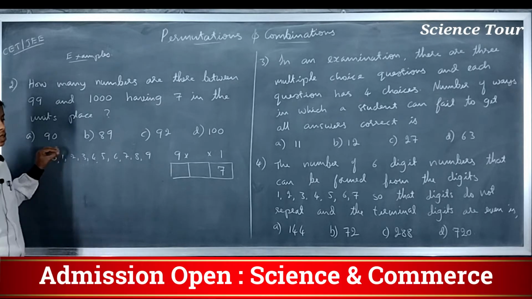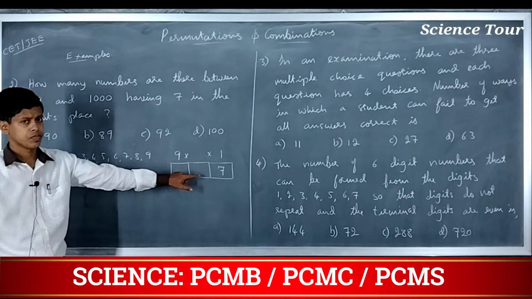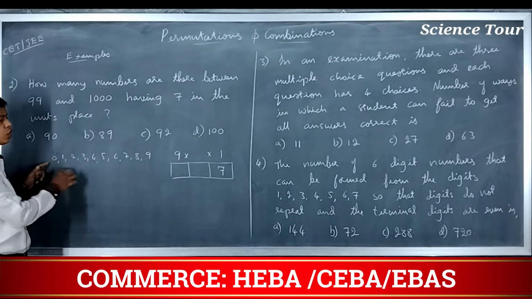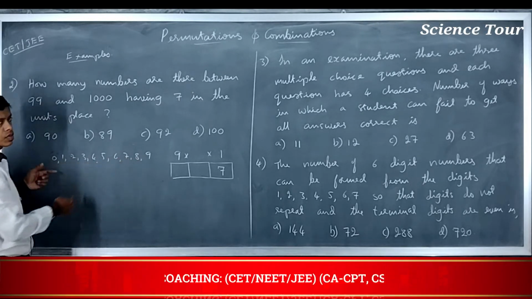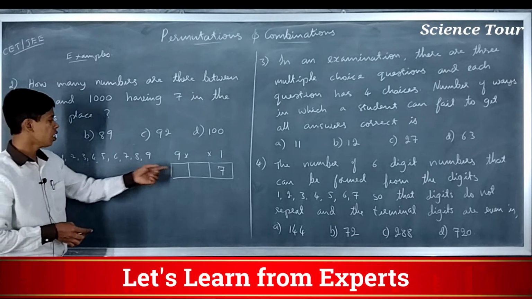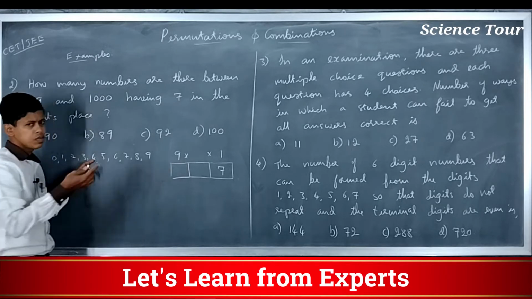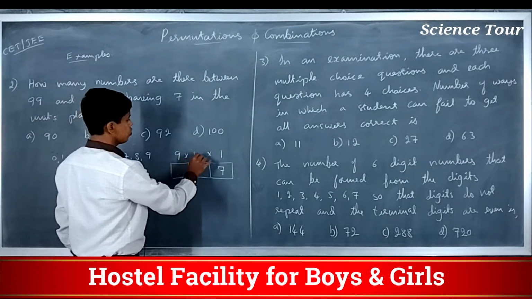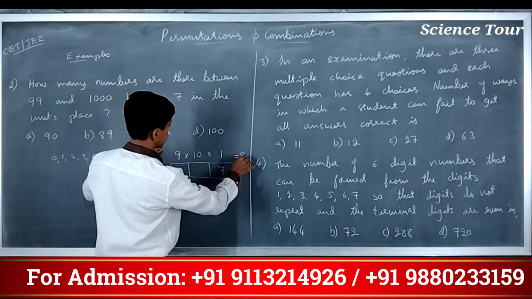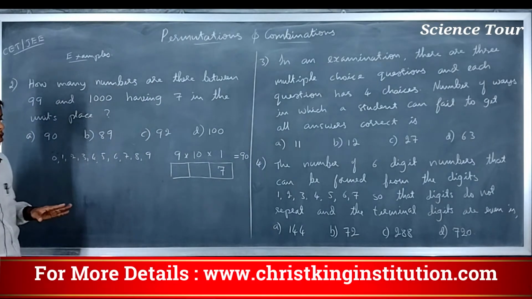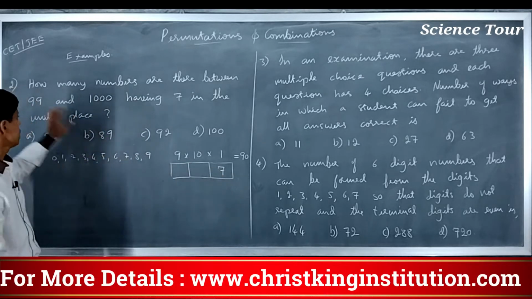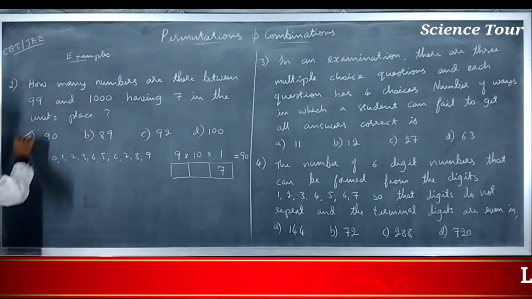Now, what about the tens place? In this place you can have 0, correct? You can have anything from 0 to 9, because if you have selected 4, let us say, you can have 4 again, repetition is allowed. So how many options do you have? You have got 10 options. So totally how many numbers will you get? 90 different numbers ending with 7, between 99 and 1000. So 90 is the right answer.